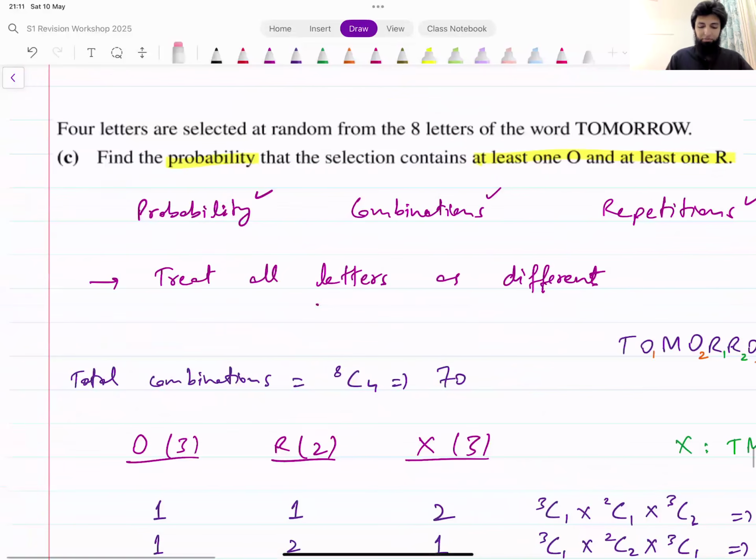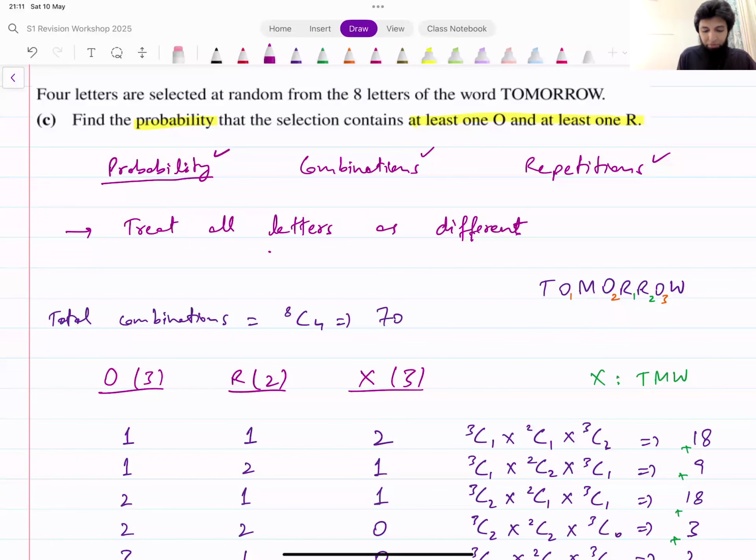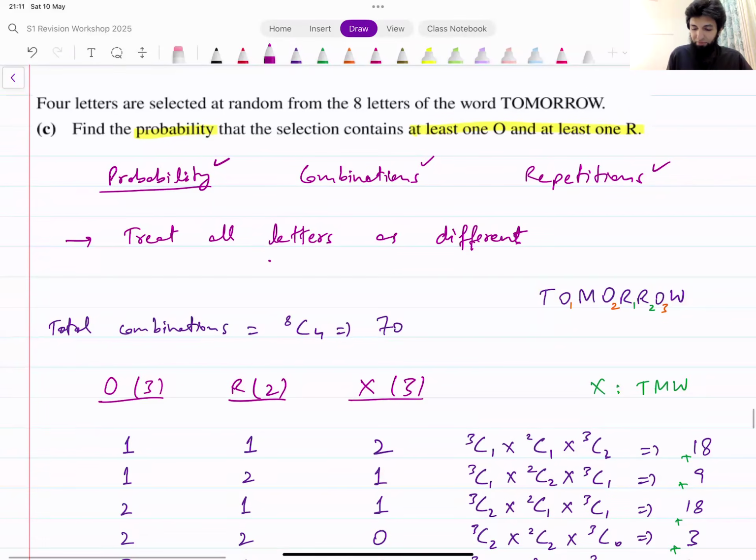So how do you handle this? Whenever you have a probability problem, in order to use that formula, the number of favorable outcomes divided by the total number of possible outcomes, the condition is that the outcomes need to have equal probabilities. In this case, because of these letters being repeated, some letters have more probability of selection as compared to other letters.